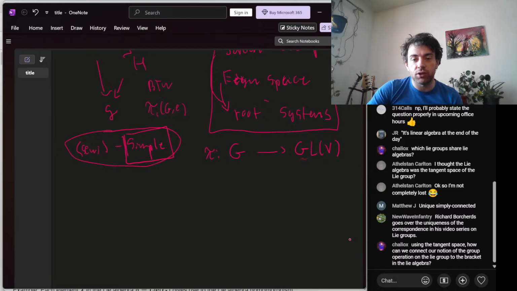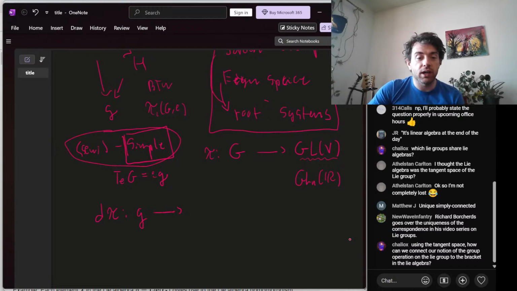Certainly if V is finite dimensional, this will just be isomorphic to GL_n of R, or C if we're doing complex or real Lie groups, whatever. So then we can differentiate that map. And speaking of this notion of the tangent space, we take the derivative of that map at the identity element. One definition of the Lie algebra is the tangent space at the identity.